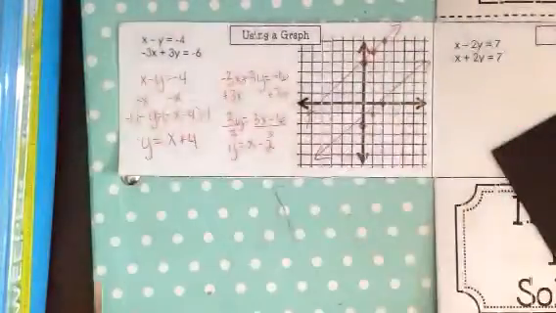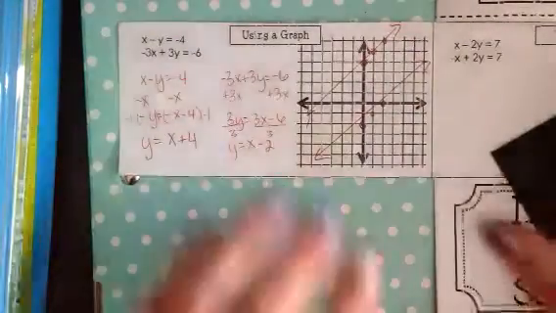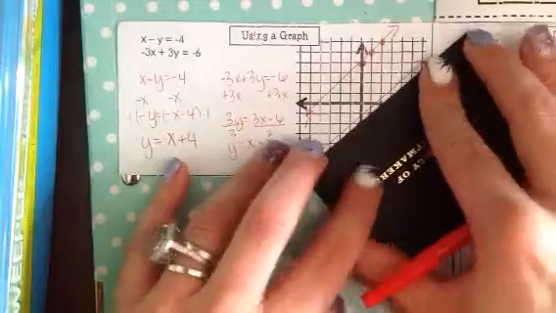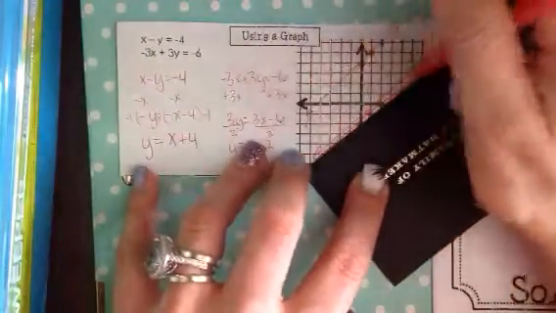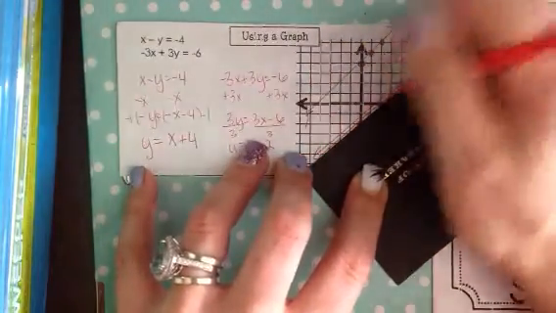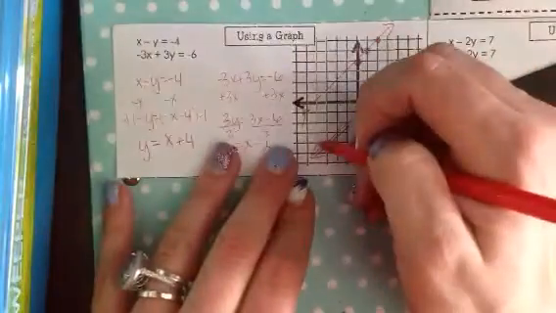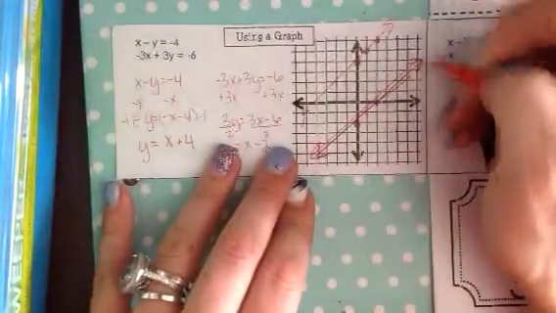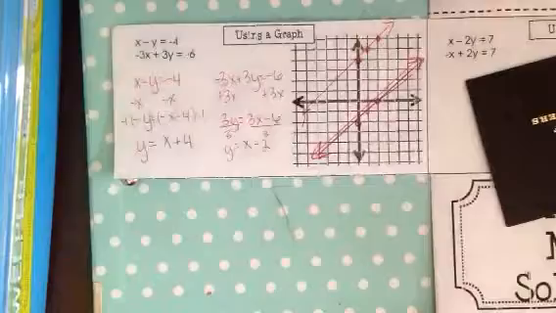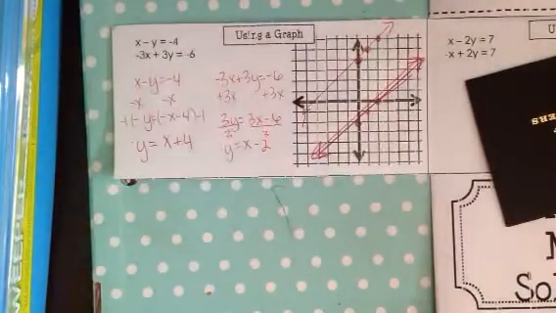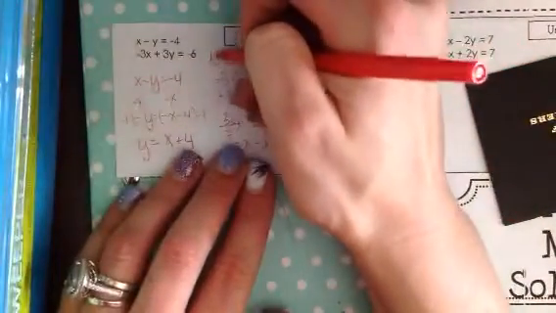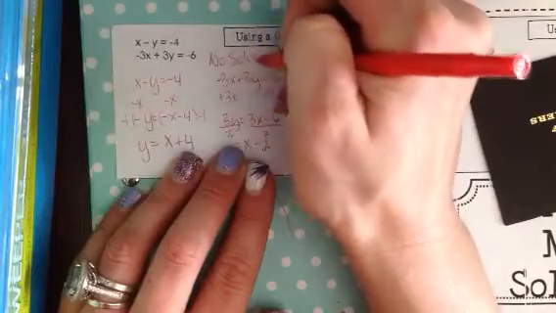You can see on this that they are parallel lines. My line's a little off, I apologize. There we go. That's the right line. So, the lines are parallel, they will never intersect, and so therefore we have no solution.